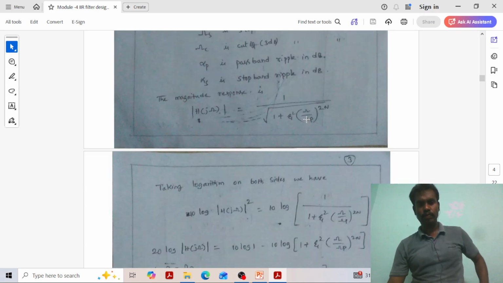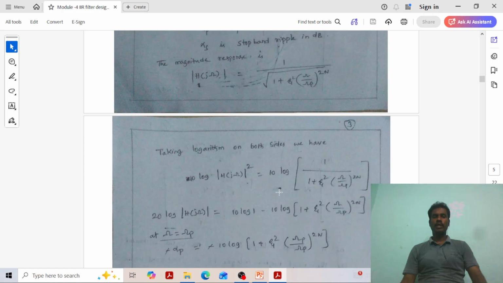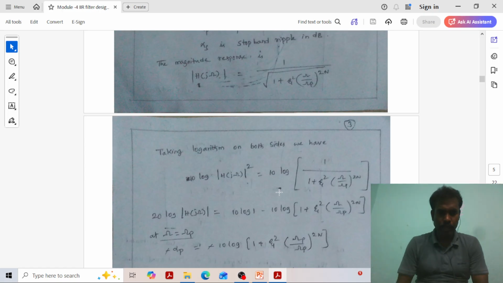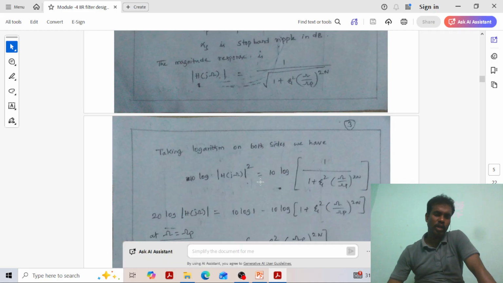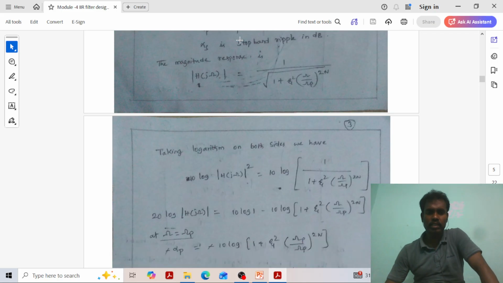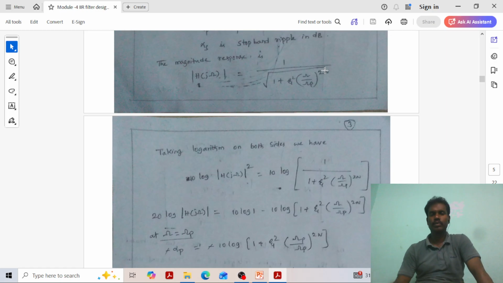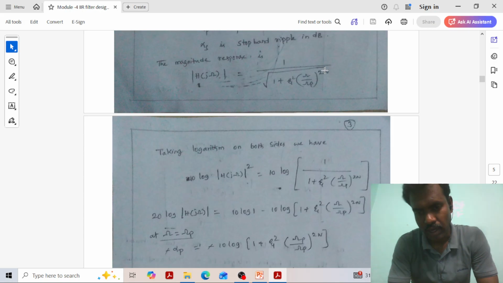Now the order of the filter is calculated by a simple derivation. We will apply omega equal to omega p and omega equal to omega s. Two frequencies we will apply. Before that, we'll apply a logarithm, because we want to find the order, and in this formula it is in the power of something. To get back that power, we apply the logarithm to the entire equation.